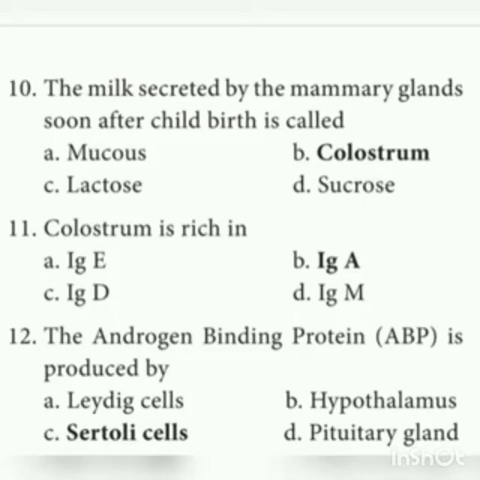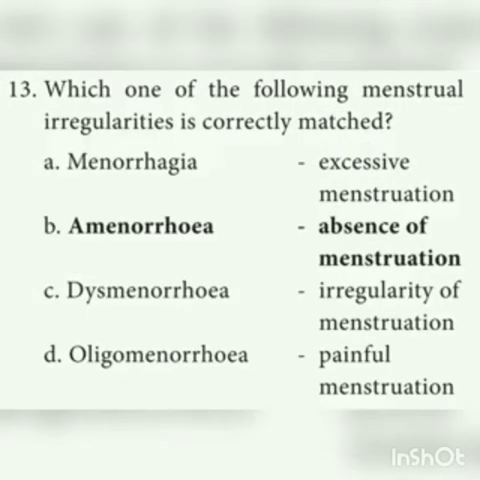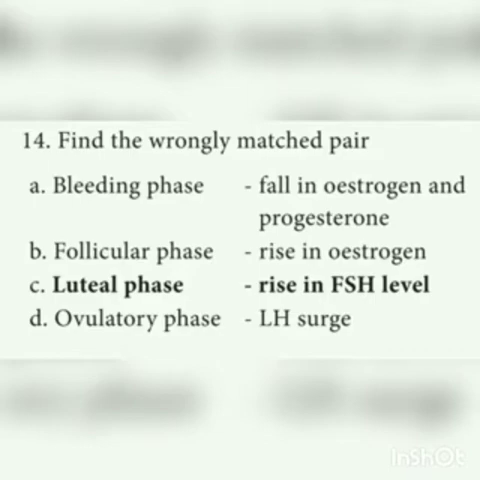The androgen binding protein is produced by which type of cells? Sertoli cells. Which of the following menstrual irregularities is correctly matched? It's a very important question, frequently asked in question papers. Amenorrhea, absence of menstruation, is correctly matched. And the 15th one, find the wrongly matched pair. Which one is wrongly matched? Luteal phase raises the FSH level. FSH means follicle stimulating hormone in the body of the female.